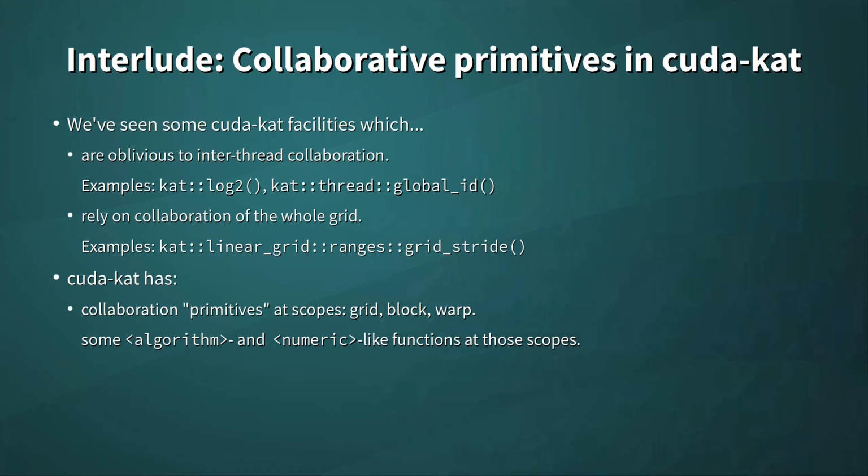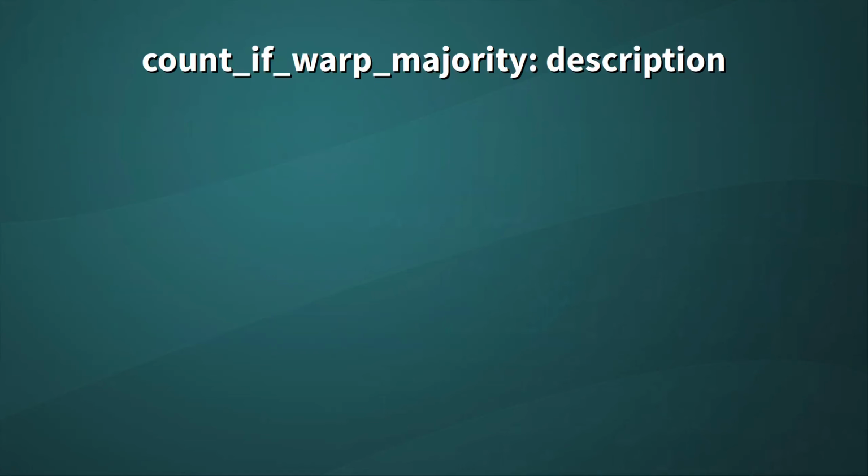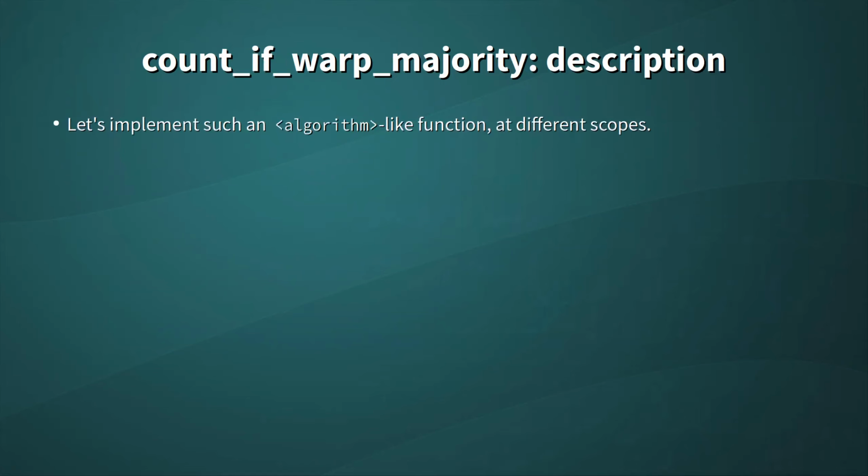And additionally, we have some functions that are similar to what you find in algorithm and in numeric in the standard library, but which work at these scopes. So for a single warp, or actually any warp, but that only regard the warp, or only regard the block, or regard the entire grid. But I should mention, all of these are not kernels. So like I said in the beginning, CUDA KAT doesn't have a single kernel that it offers.